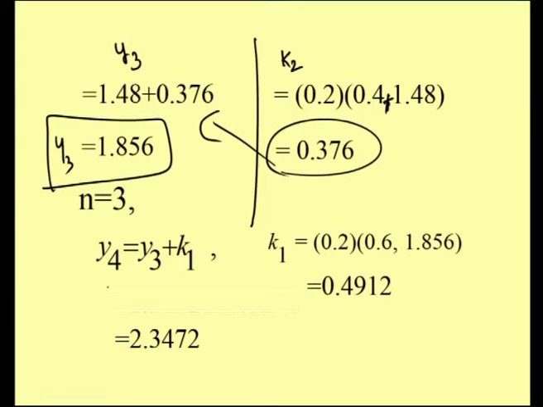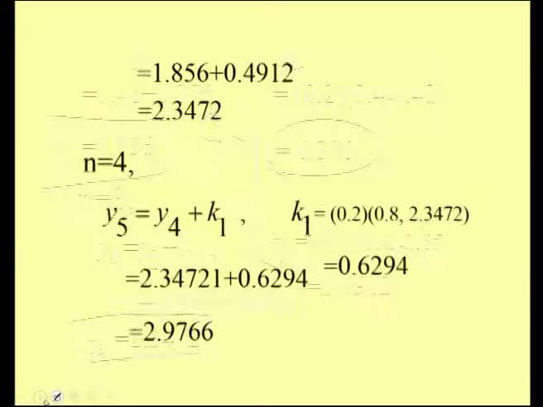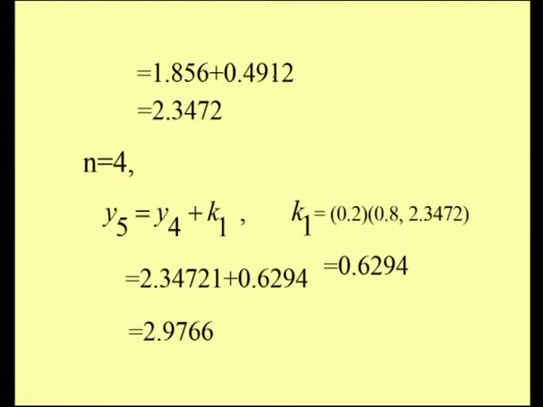So, put n is equal to 3. y4 is equal to y3 plus k1. The answer is 2.3472. So, k1 is 0.4912 and y3 is 1.856. So, 1.856 plus 0.4912 is 2.3472. Likewise, we will calculate y5.